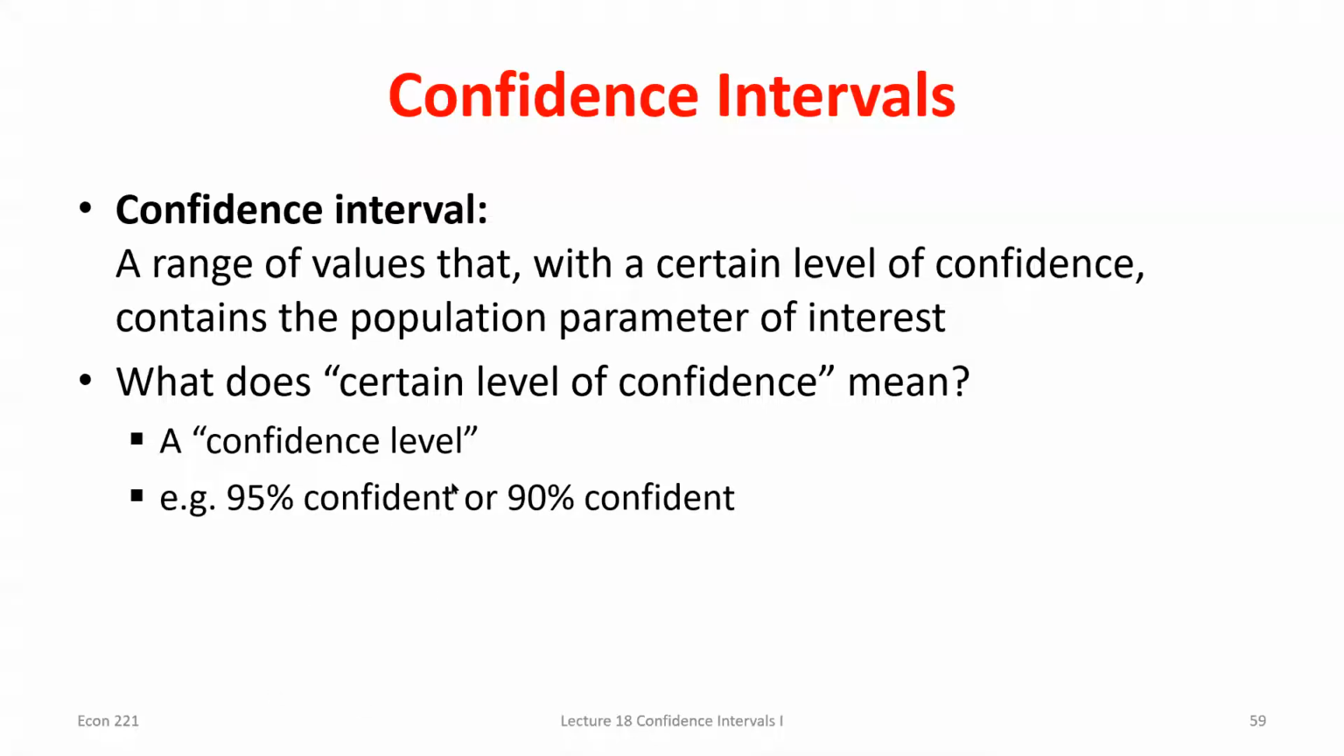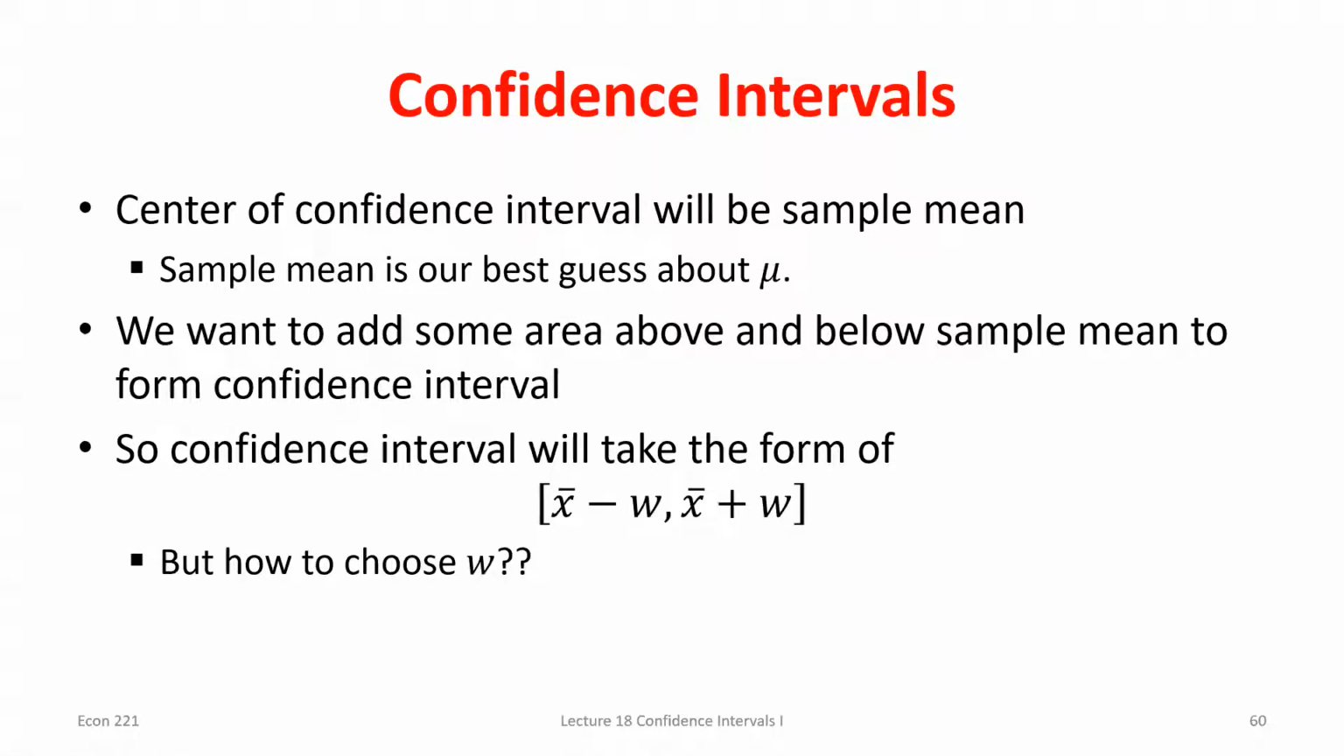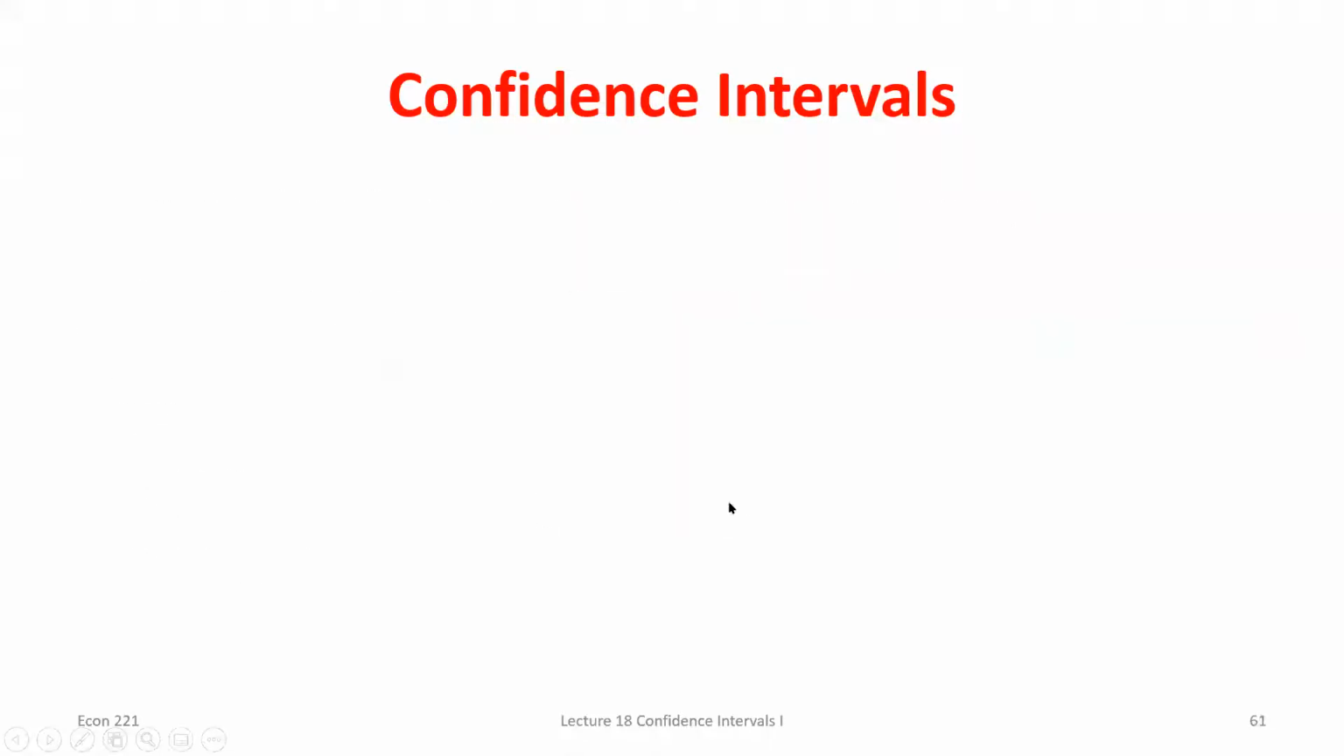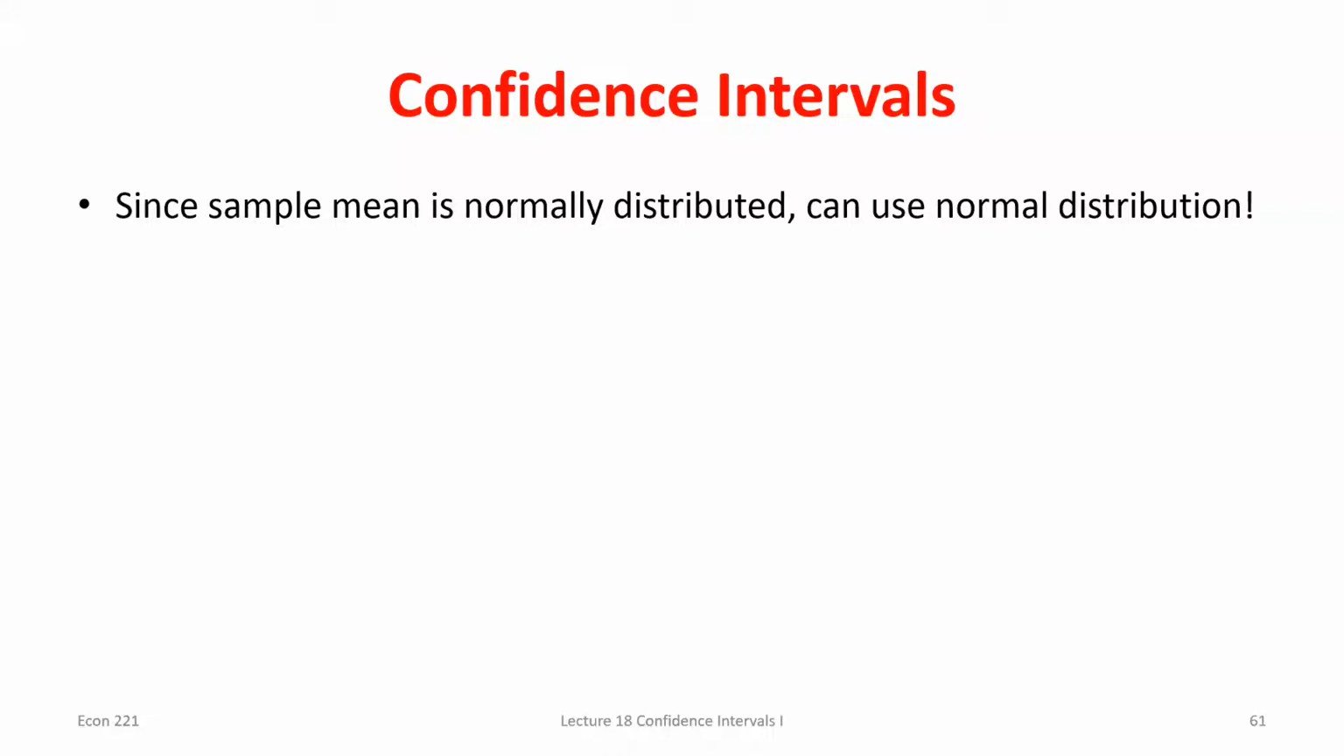But what are different levels of confidence? How do I determine what this value for W should be? I introduced the idea today, and I'm sure we'll review it a little bit on Monday, but I can use that normal distribution because I know that sample means will be normally distributed. There's a couple things that I can say with certainty.